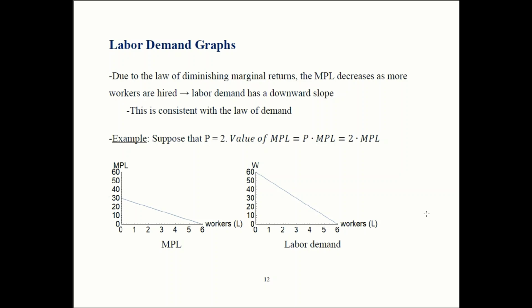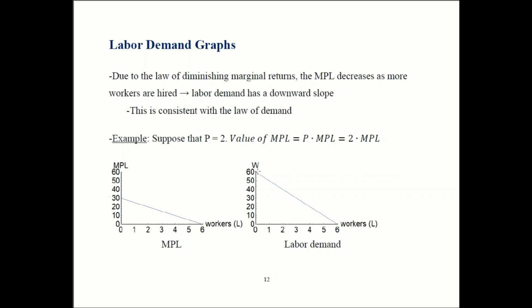For a simple example, let's say that the marginal product of labor looks like this. The MPL starts out at 30 and then it goes down, consistent with the law of diminishing marginal returns. To get labor demand, or the derived demand, you have to multiply the MPL by price. So if our price is 2, what you have to do is just multiply every point in that curve by 2. Our intercept was originally at 30, multiply it by a price of 2, and now it's at 60.